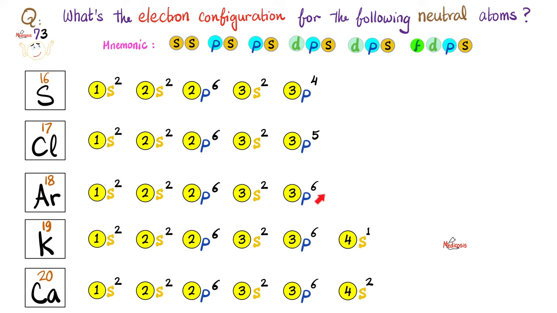How about argon? Oh, look at this. We are full. Oh, satisfied? Yes, indeed. That's my octet rule. 2 plus 6 is 8 electrons in the third shell. Potassium. Well, I have filled 3p. What's after 3p, please? Answer, 4s. So 4s1. And calcium will be 4s2.